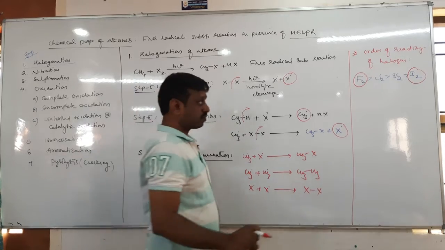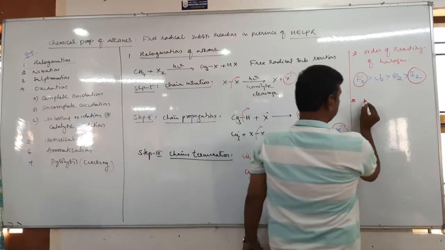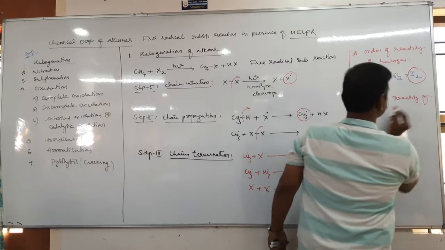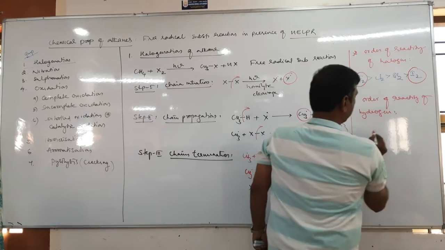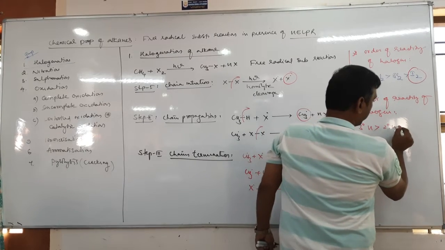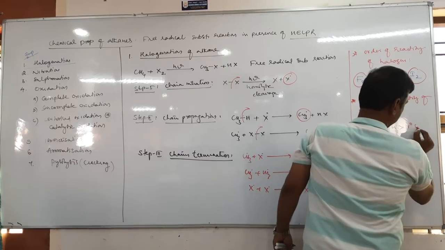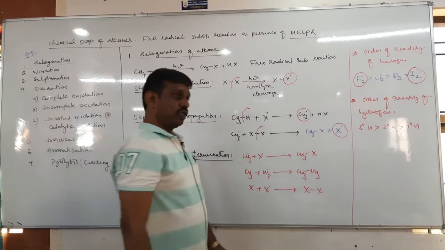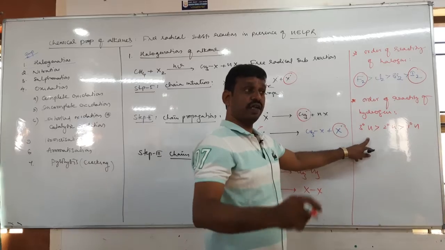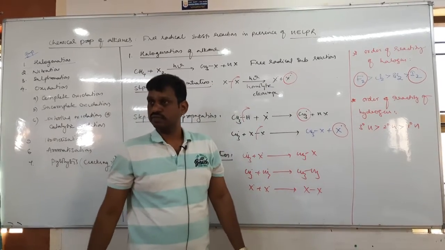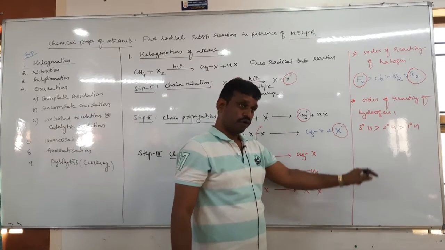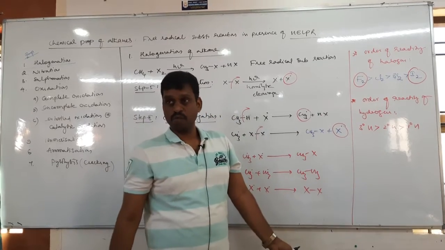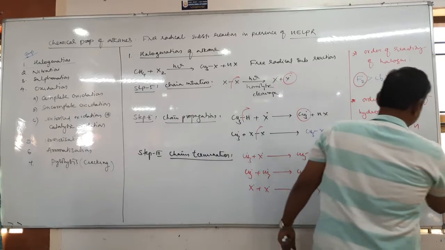Okay, next point. What is the order of reactivity of hydrogen? Which hydrogen is more reactive? Tertiary hydrogen is more reactive than secondary hydrogen, then primary hydrogen. So this is the order of reactivity of hydrogen. Tertiary hydrogen is more reactive because it forms a tertiary free radical, which is more stable, right? So tertiary hydrogen, then secondary, then primary hydrogen.